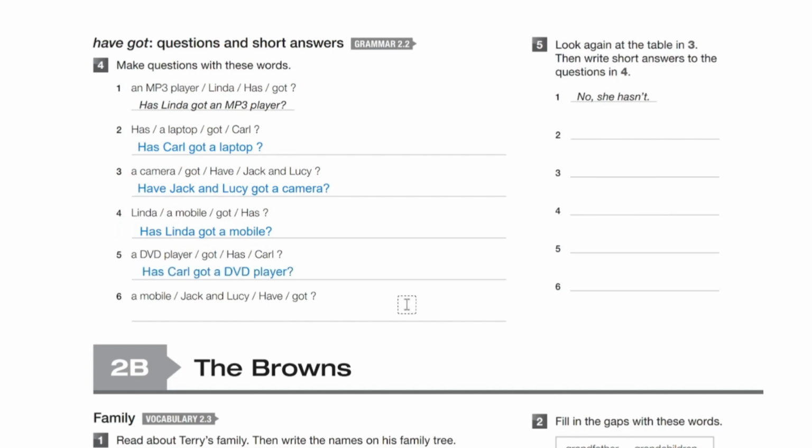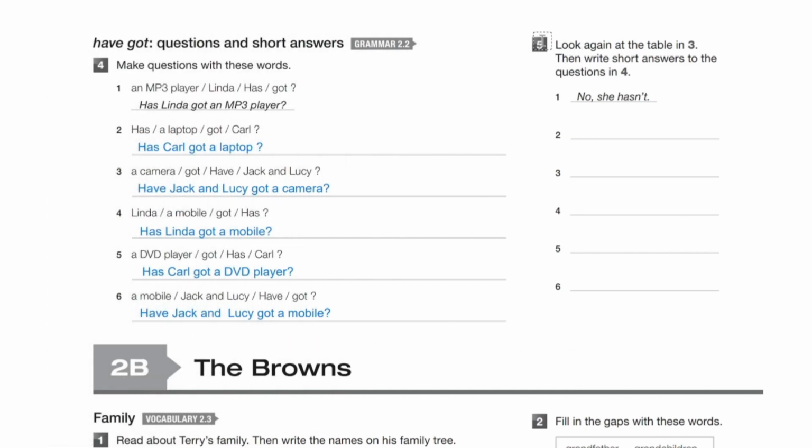So number six, "a mobile Jack and Lucy have got." As you can see here, the H is capital. This is one way of noticing which word to start with. So have, then we've got the subject, Jack and Lucy, got a mobile. That's it. Have Jack and Lucy got a mobile? So we're good, and we're moving to the next exercise.